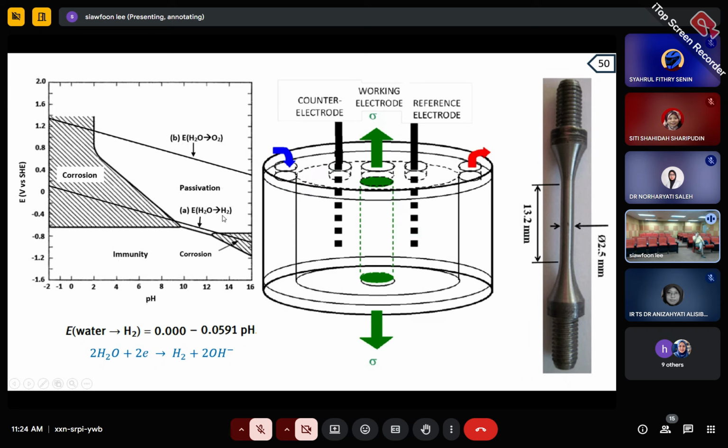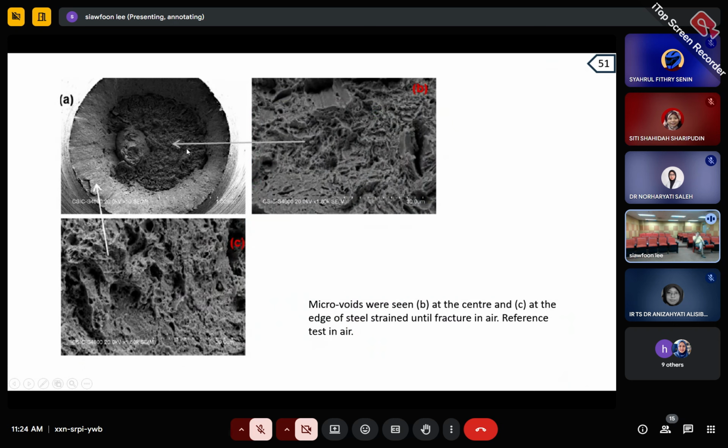Okay, so when hydrogen gas is produced in the electrolyte, what is going to happen? Here is a fracture surface of my steel. I broke it in air, and then studied it using scanning electron microscopy, and I can see the fracture has voids and holes, like a sponge inside. This is the fracture surface of the steel in air without exposure to hydrogen gas.